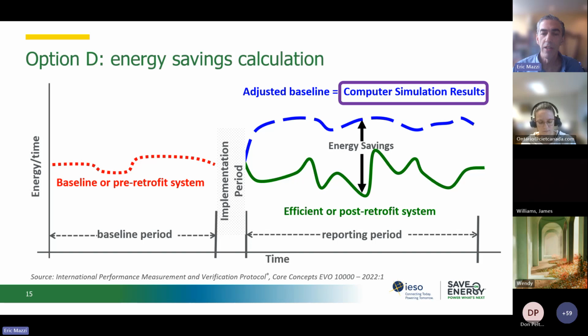And then there's an adjusted baseline because you want to compare baseline and your reporting period on the same basis of, say, production rate, product quality, metrics, and so on. So you may do baseline adjustments if production rates or product mix change in an industrial plant. For further detail on these basics, see the first 3 webinars that I mentioned. And with option D, that adjusted baseline will come from a computer simulation model. That's the usual situation for option D.